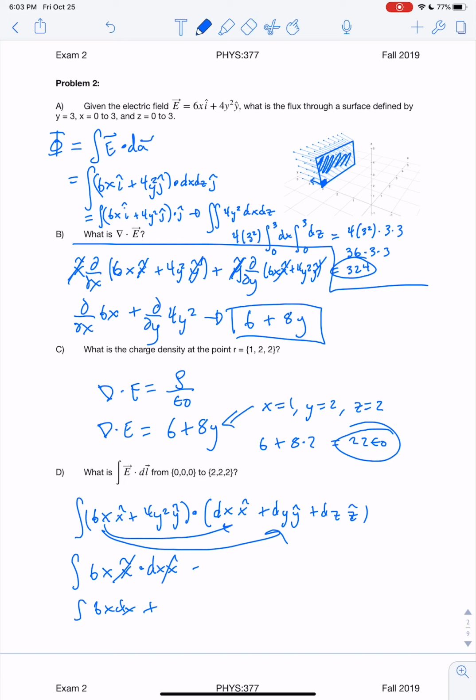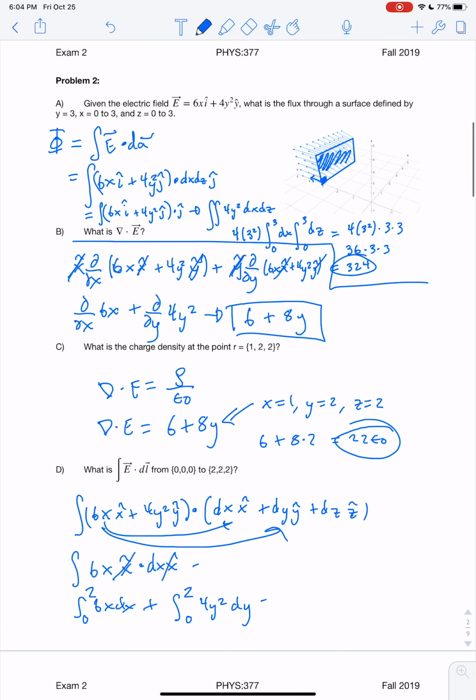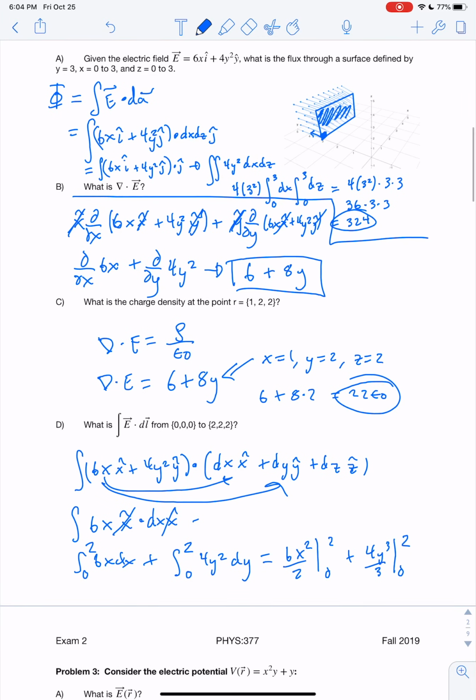So our total integral then is just integral of 6x dx from 0 to 2, plus the integral from 0 to 2 of 4y squared dy, okay? And this is equal to 6x squared over 2, evaluated from 0 to 2, plus 4y cubed over 3 times the integral from 0 to 2. Okay, and then what do you get? 12 here. 2 times 2 is 4 over 2 is 2, so you get 12 plus 8 times 4 is 32 over 3, something like that.